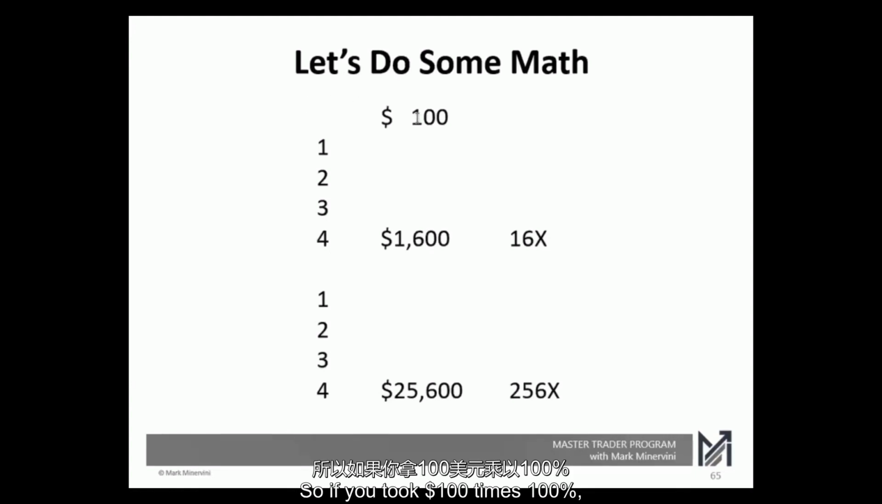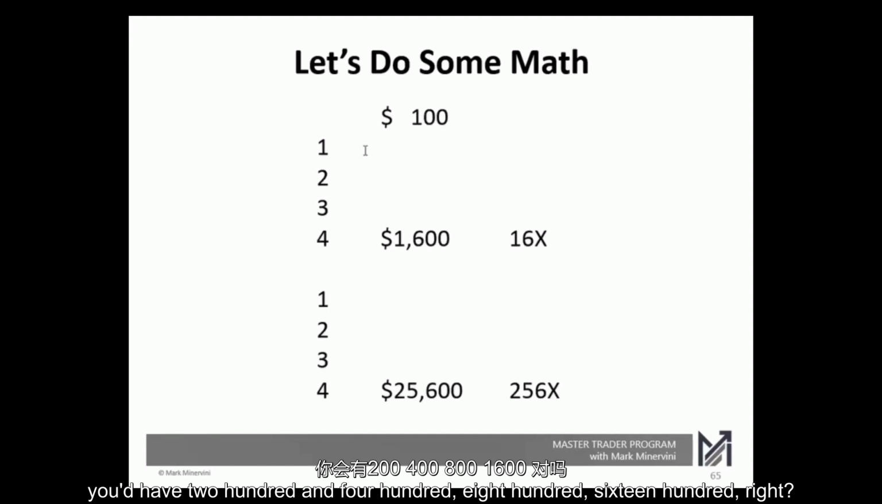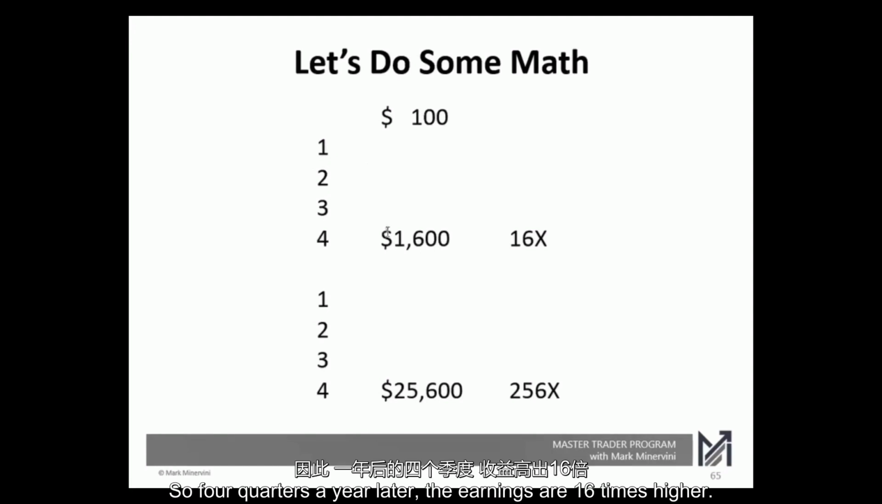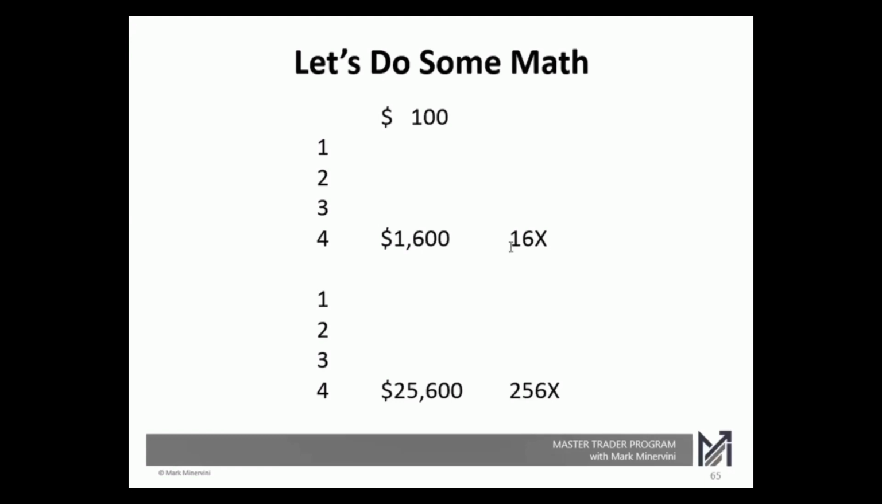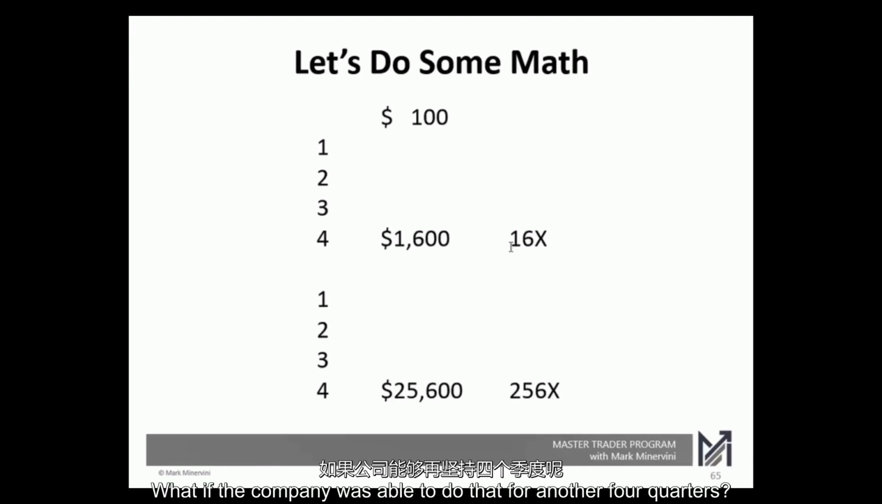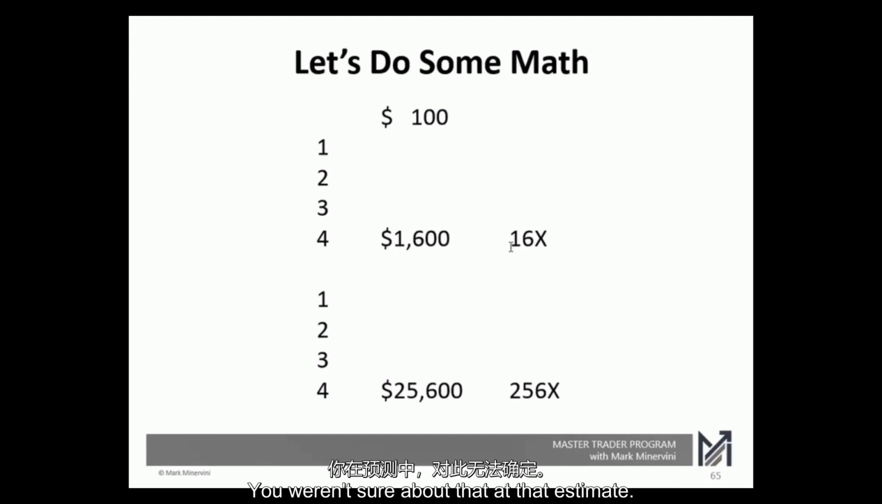So if you took $100 times 100%, you'd have 200, then 400, 800, 1600, right? So 4 quarters, a year later, the earnings are 16 times higher. But now, what about the visibility out another year? What if the company was able to do that for another 4 quarters, but you weren't really sure about that estimate? Okay, let's do 4 more quarters. Now it's 256 times.